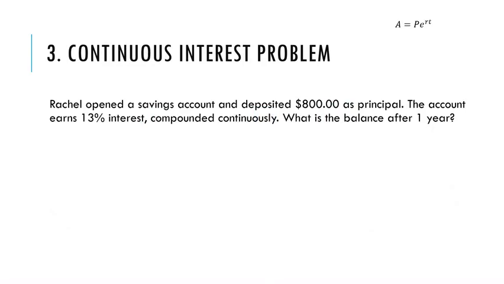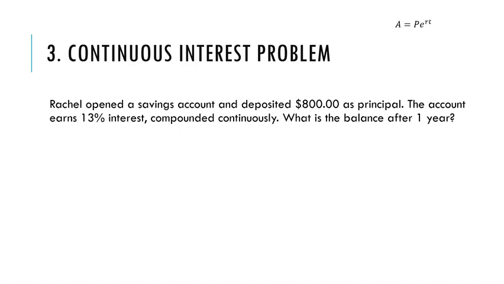Rachel opened a savings account and deposited $800 as the principal. So the principal, she began with $800. The account earned 13%. The rate, 13%, is going to be 0.13, compounded continuously. So if I say compounded continuously, I'm going to use this formula. What is the balance after 1 year? Time is 1.